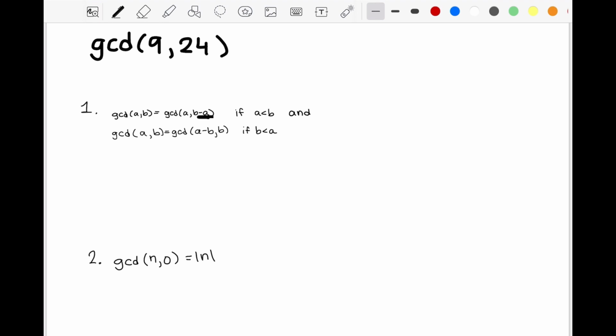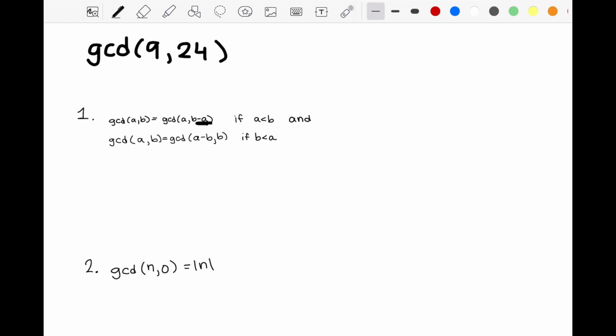So why does the Euclidean algorithm actually work? There are two main reasons, and we're going to use two common math facts. One is that if you take the GCD of two numbers, you can subtract the smaller one from the larger one and take the GCD of that. So I'm talking about this right here. And the greatest common divisor will still be the same. So I still want to use our example with 9 and 24.